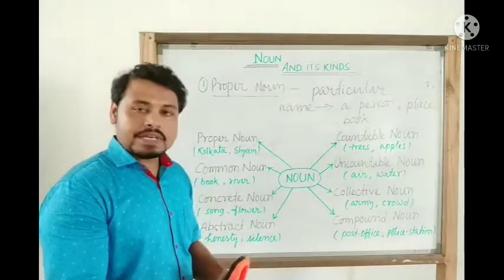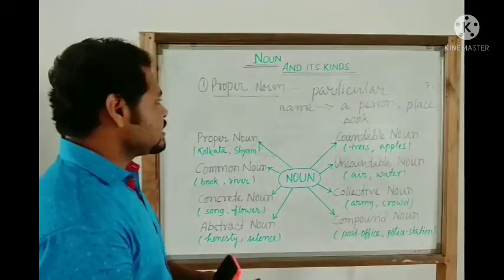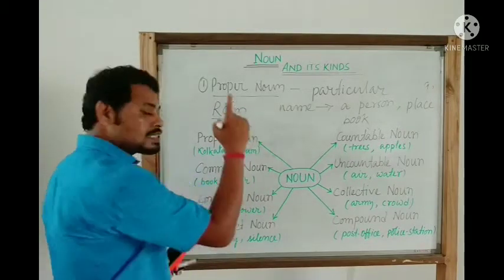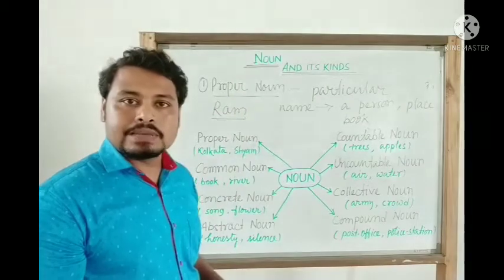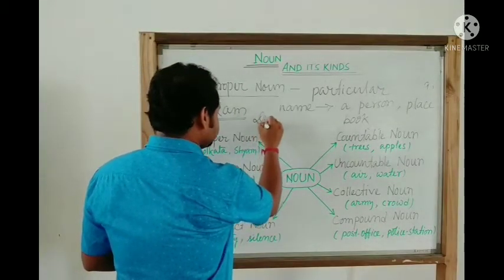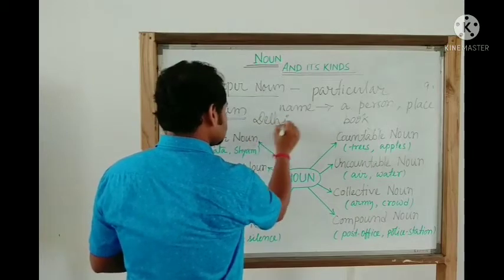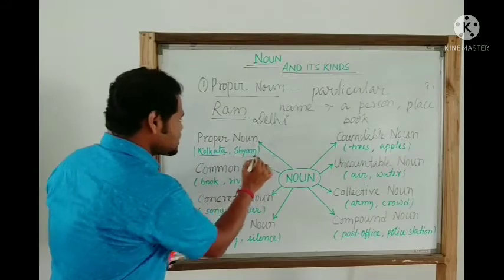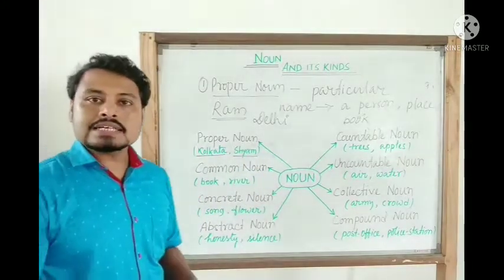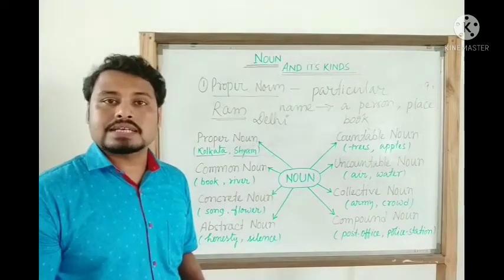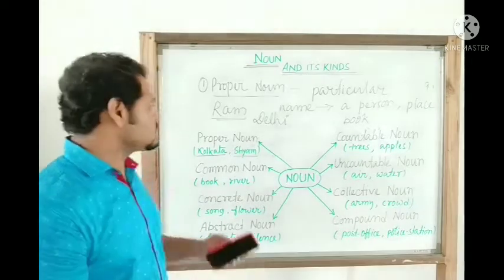For example, let us write here Ram, from the last example that we had in the very beginning. Then if I write Delhi, then Kolkata, Shyam. So all these are names of either a particular person or a particular place. Hence, these are the proper nouns.